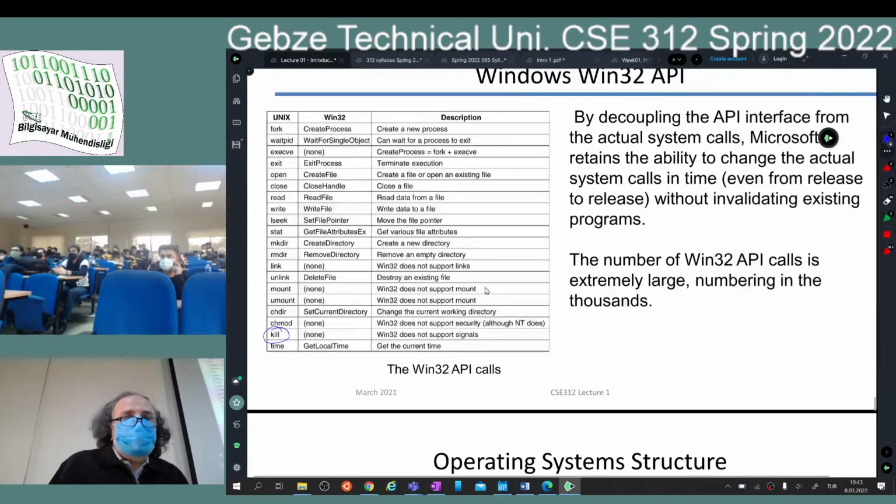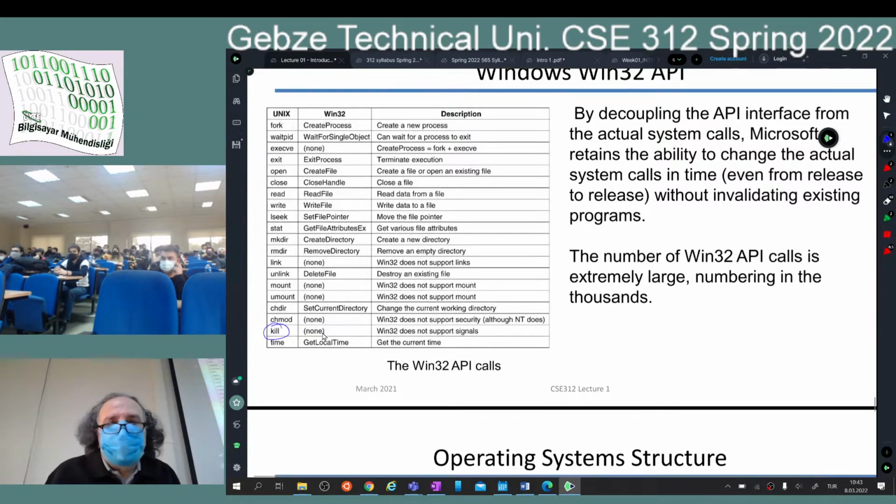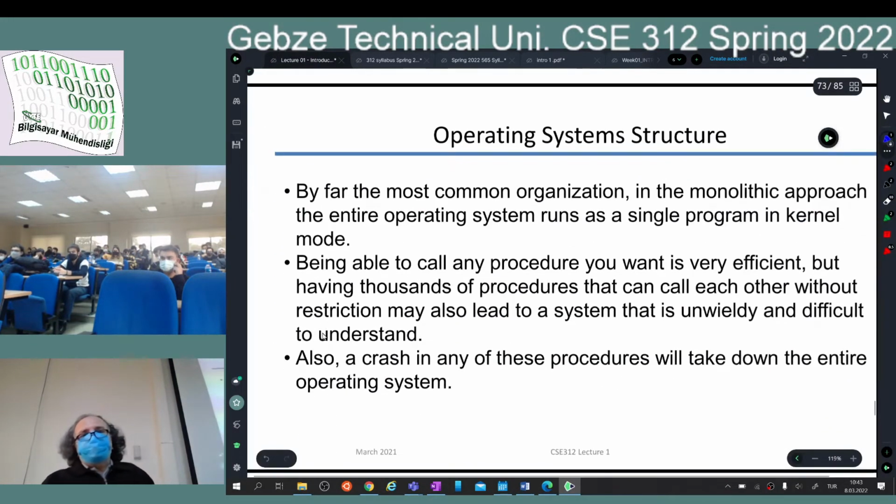So this one doesn't exist in Windows. That doesn't mean that Windows is a less capable operating system. No, it has other ways of achieving this kind of stuff. Anyway, let's move on.